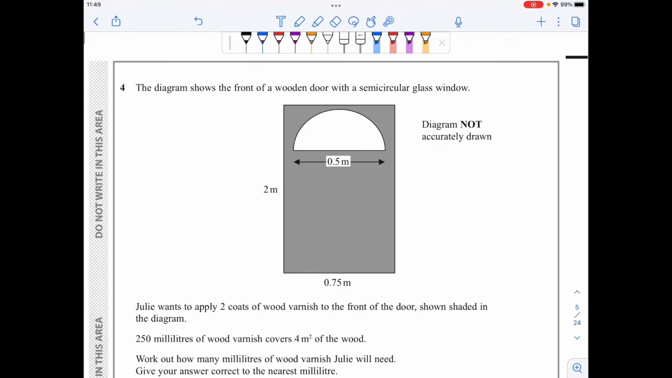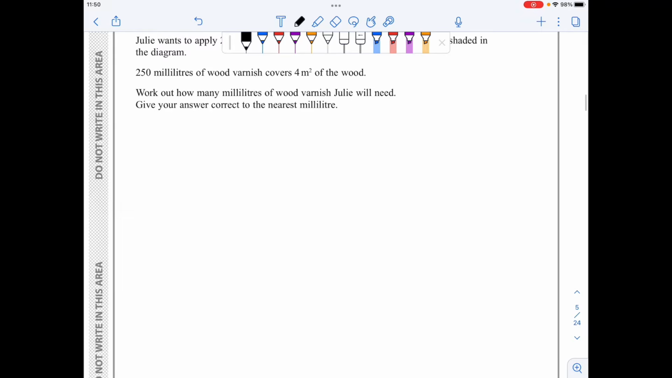For question 4, note that the 0.5 is the diameter of that semicircular window. Hence, the radius is half of that, that's 0.25 meters. The area for the circle is pi r squared. I have half of that. So let's work out the area of the door. That's the area of the rectangle, 2 times 0.75, minus half a circle, so half of pi r squared.